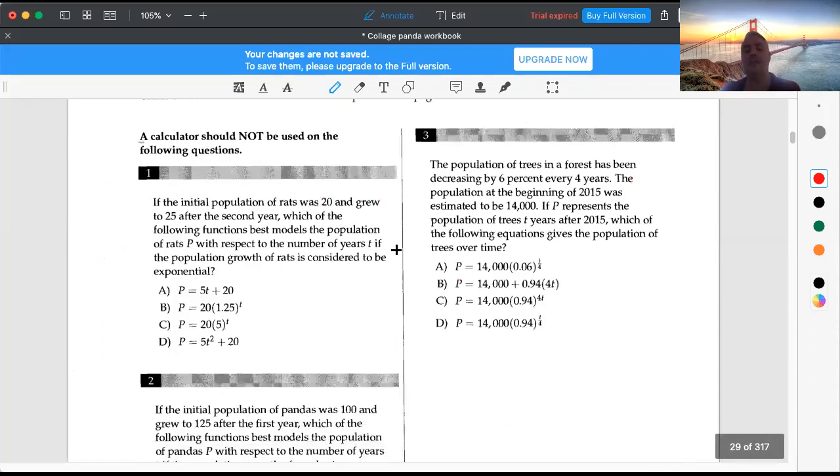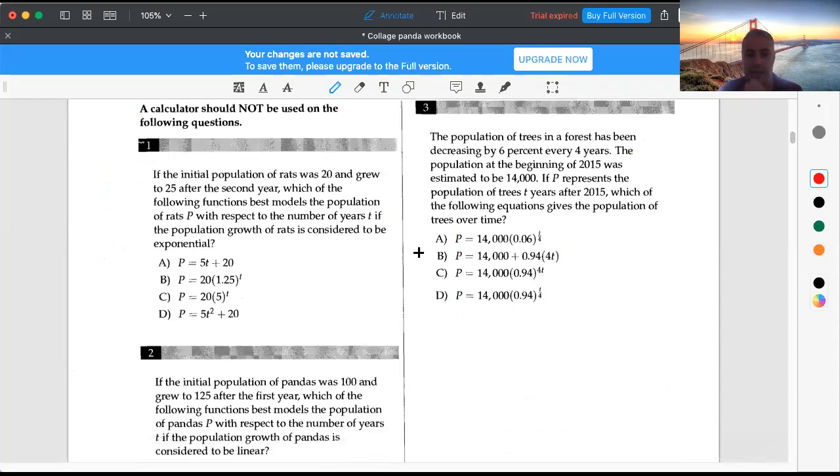Finally, let's talk about the questions. Okay, the first question is this. Calculator is not allowed, it says. Now, if the initial population of rats was 20, so at the beginning 20, and grew to 25 after the second year. So the first year, we have 20 rats, and the second year, we have 25 rats.